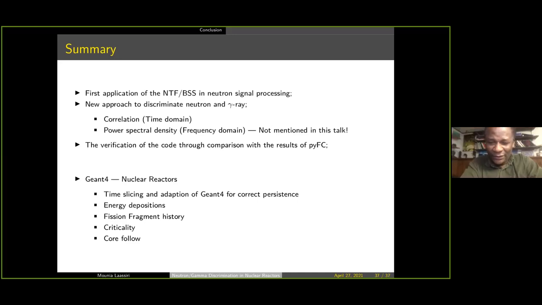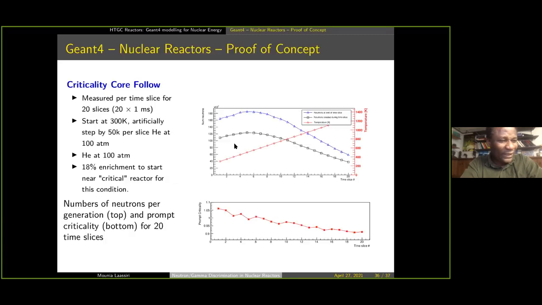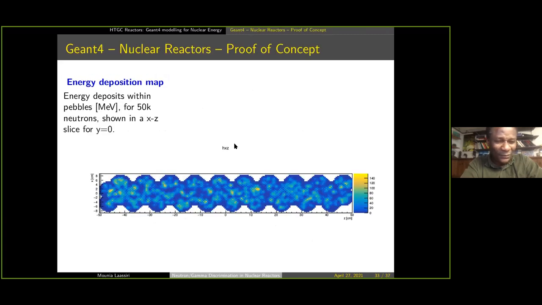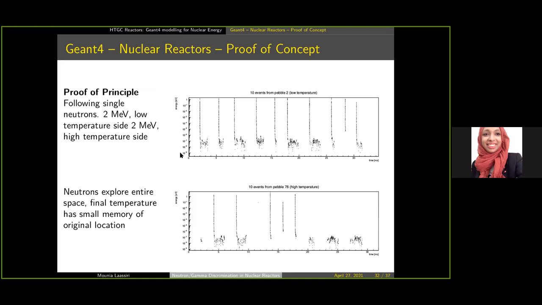Other questions or comments? Mounia, could you go back to the slides where you show the energy distribution, the energy deposited by the neutrons? I think it's earlier, either page 11 or page 13. Okay, first part. Yeah, the first part, yeah.